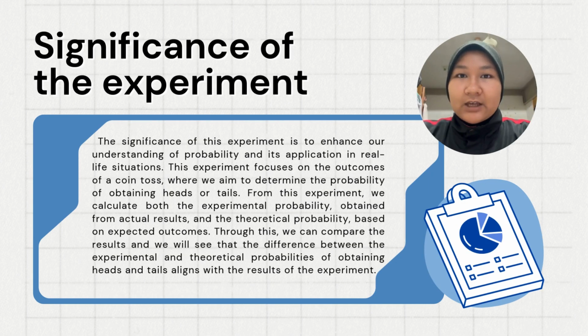The significance of these experiments is to enhance our understanding of probability and its application in real-life situations. This experiment focuses on the outcomes of coin toss, where we aim to determine the probability of obtaining heads or tails. From this experiment, we calculate both the experimental probability obtained from actual results and the theoretical probability based on expected outcomes. Through this, we can compare the result and we will see that the difference between the experimental and theoretical probabilities of obtaining heads and tails align with the result of the experiment.